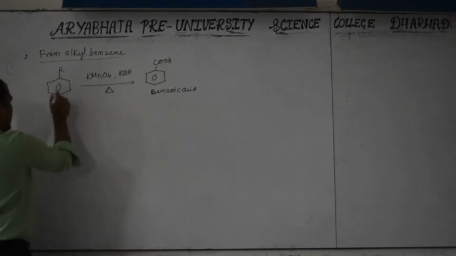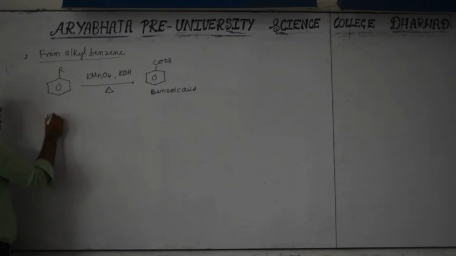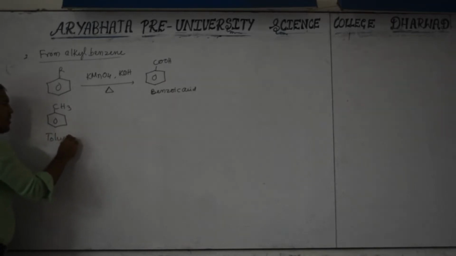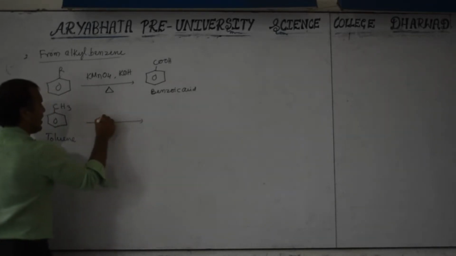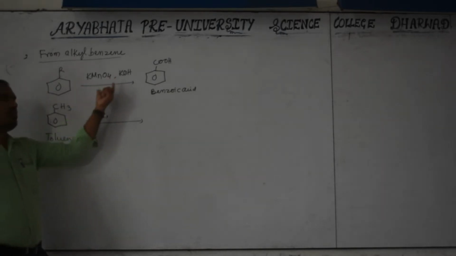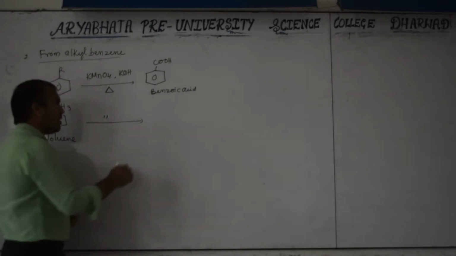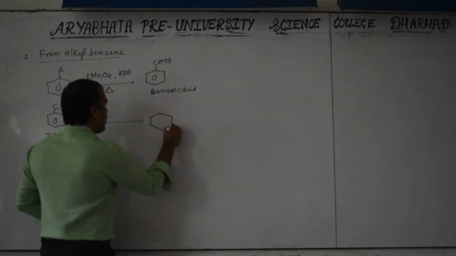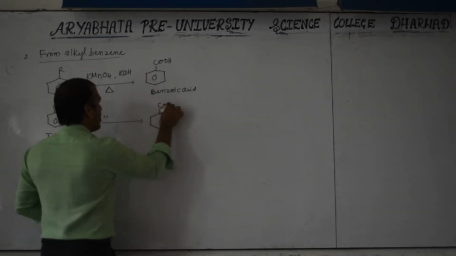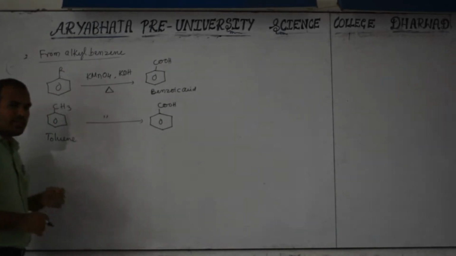This R group you can take as any alkyl. For example, I am taking toluene, its common name, or methyl benzene, which is the IUPAC name. This toluene reacts with the same KMnO4 in basic medium and at high temperature. The delta symbol means high temperature. This is called drastic condition. Then we get the same product. Whatever the chain length, it will convert into benzoic acid.